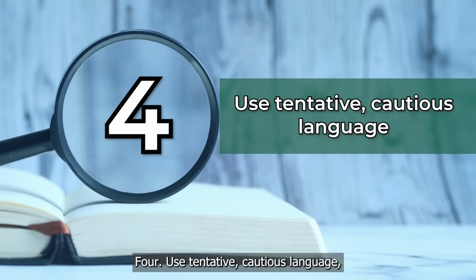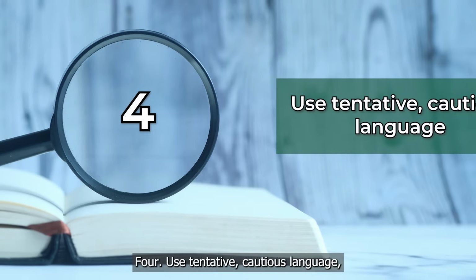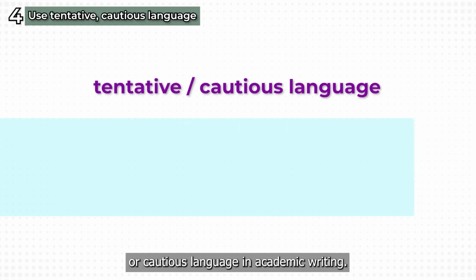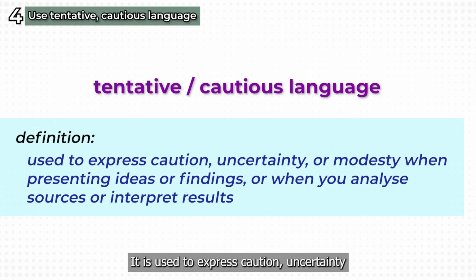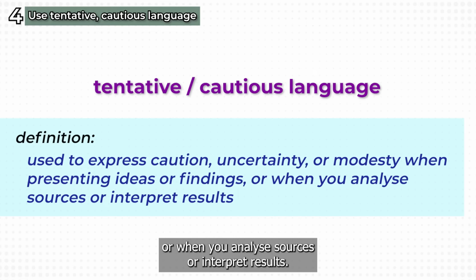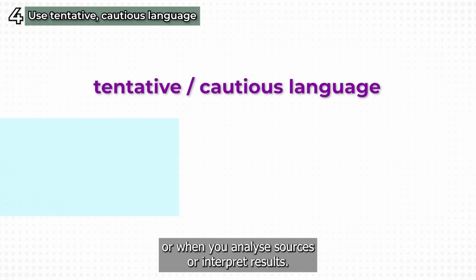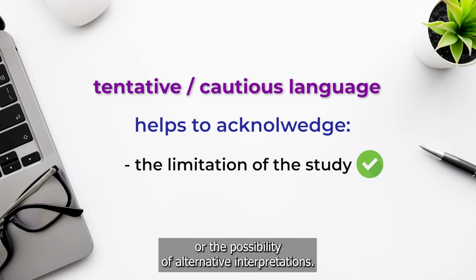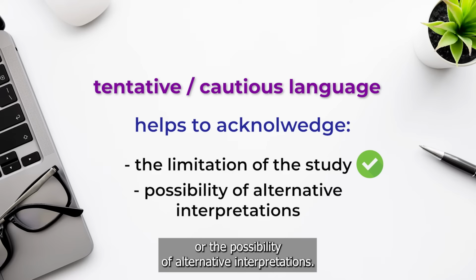4. Use tentative, cautious language. It is very common to use tentative or cautious language in academic writing. It is used to express caution, uncertainty, or modesty when presenting ideas or findings, or when you analyze sources or interpret results. It helps to acknowledge the limitations of the study or the possibility of alternative interpretations.